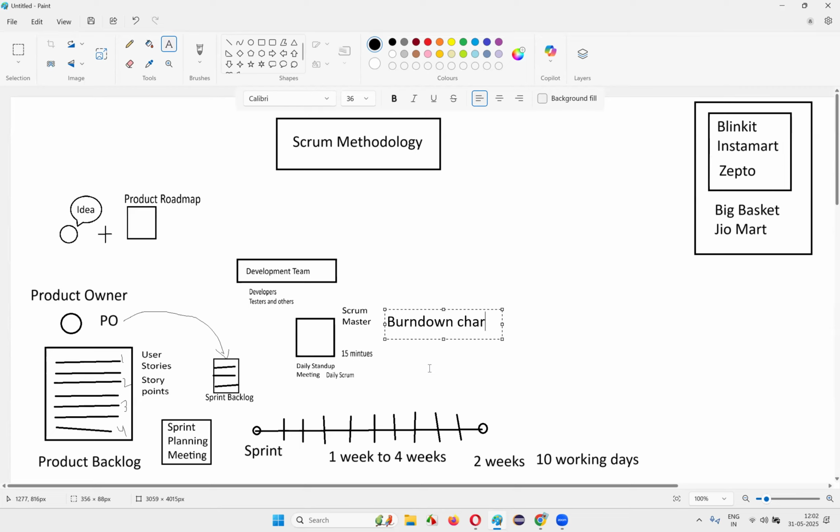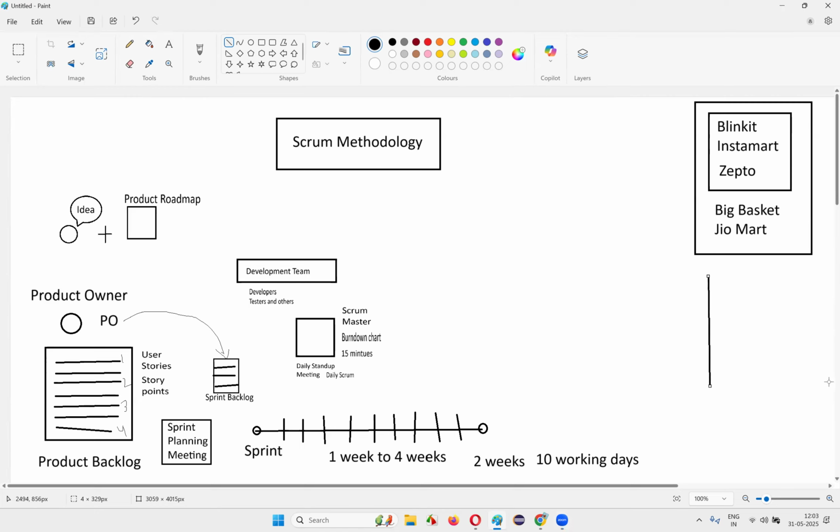Burn down chart. Okay, everyone type in the chat box what a burn down chart is. Scrum Master will use a kind of thing known as a burn down chart, guys. Generally, Scrum Master will use something known as a burn down chart. Okay, so what will be there in that burn down chart? I'll explain. What will be there in that burn down chart will be like this, guys.